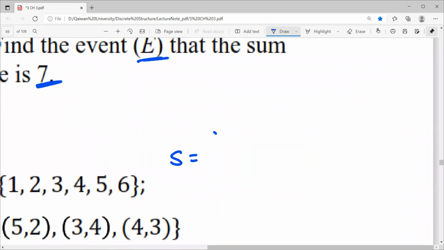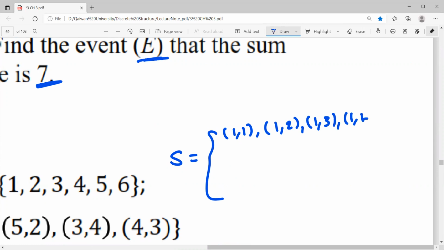The sample space equals: if both are 1. And you have 2 dice, we roll them together. If both are 1. If the first is 1 and the second is 2. If the first is 1 and the second is 3. If the first is 1 and the second is 4. If the first is 1 and the second is 5. If the first is 1 and the second is 6. That's it. And if the first one is 2 and the second is 1.